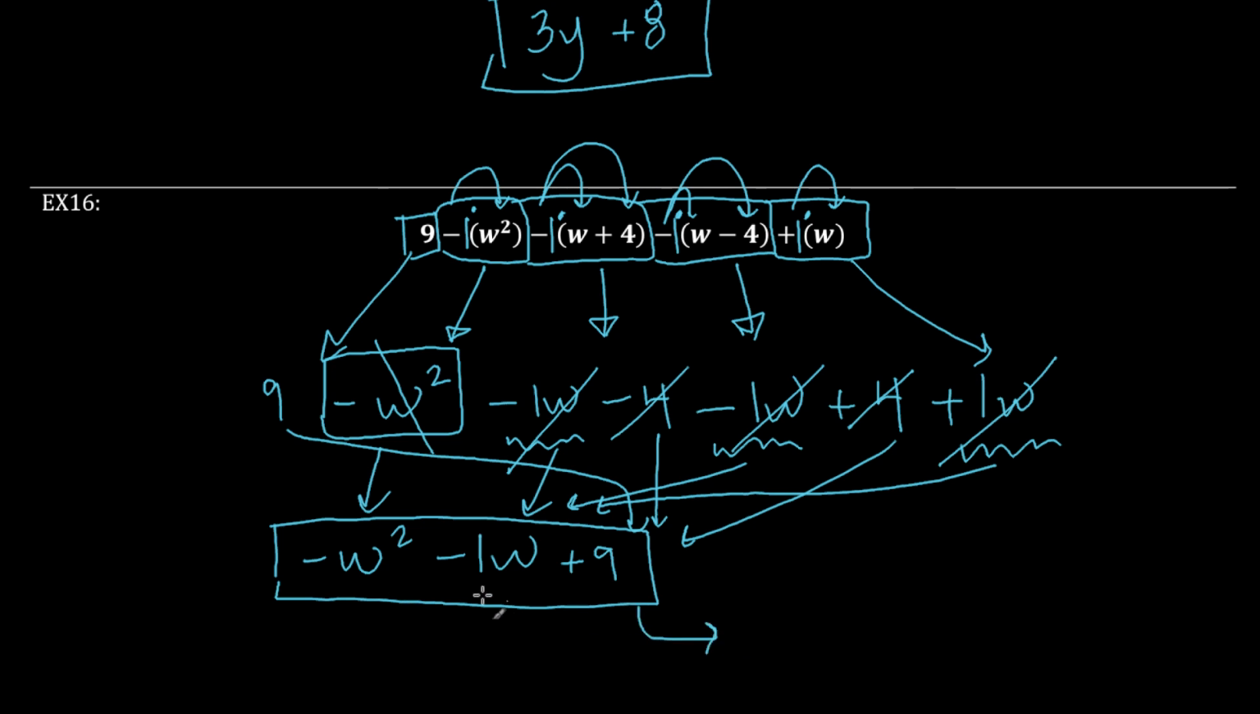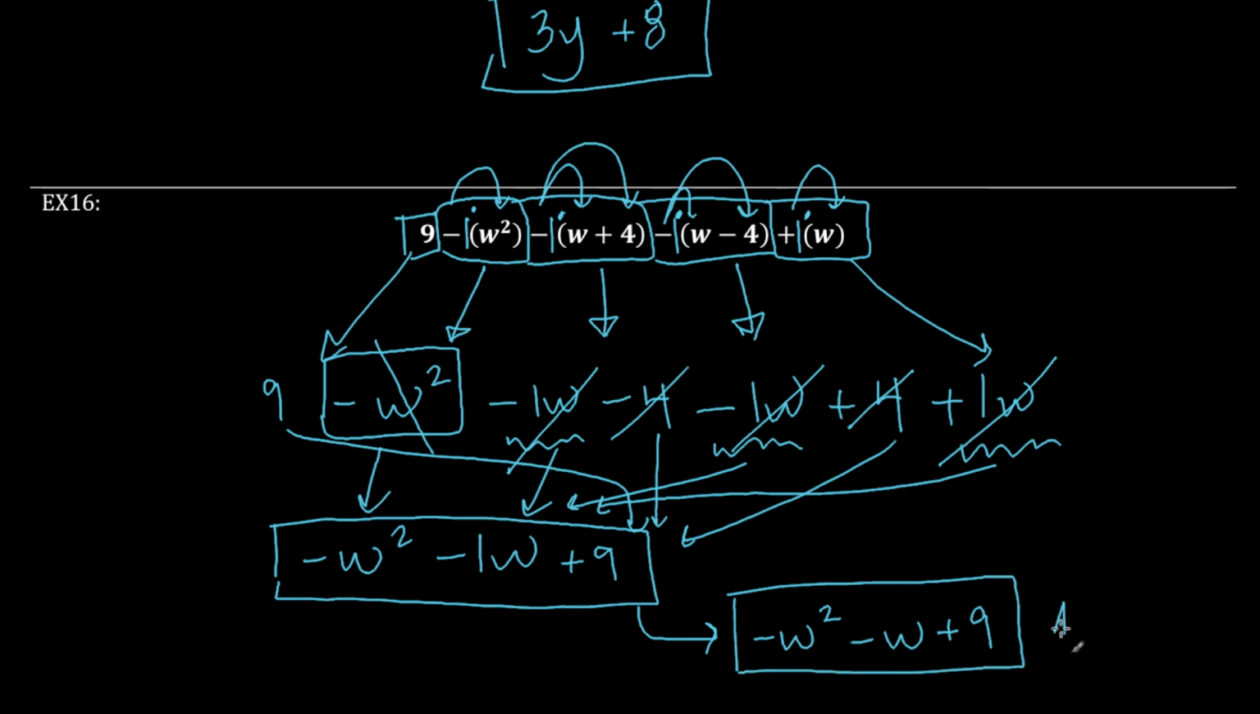It is convention to leave this 1 out, so your simplified version should read negative w squared minus w plus 9. This should be how you leave it.